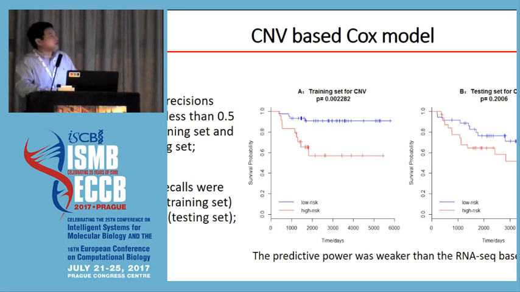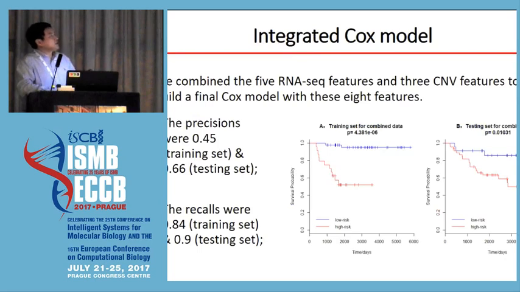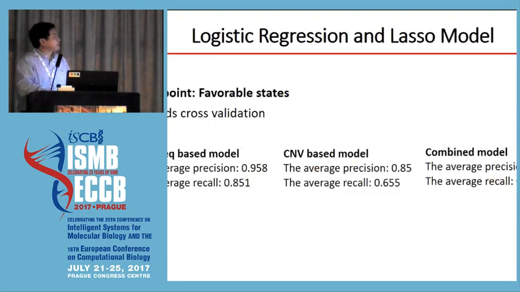That means for the copy number variation data set, the information is not good enough to build this model. So next, we integrated the features selected from the expression data and the CNV data, and built the final Cox model with those 8 features. For this integrative Cox model, the precision is around 45% for the training set and 68% for the test set. The recall is around 48% for the training set and 90% for the test set.